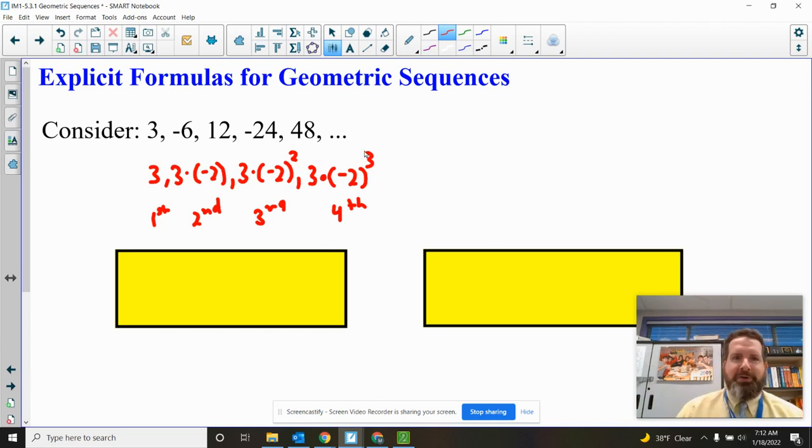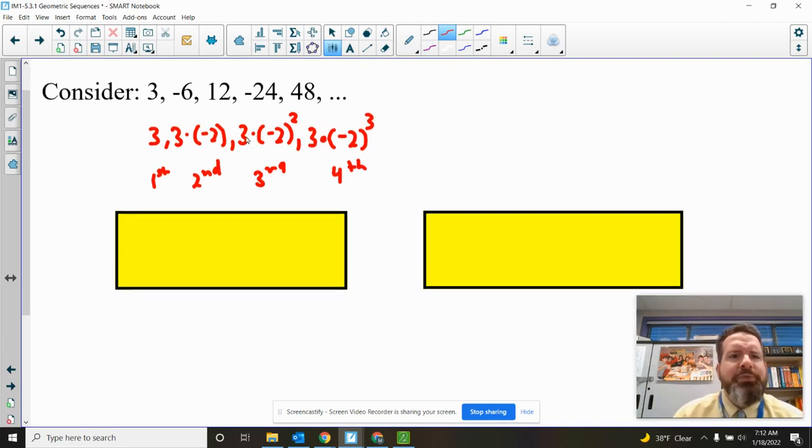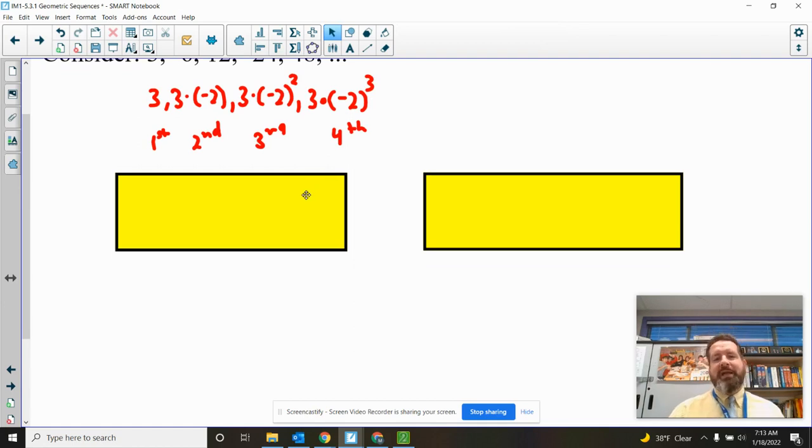There's a pattern starting to emerge. Each term has the first term, the 3, times the common ratio. But notice the second term only has the common ratio once. The third term has that common ratio twice. The fourth term has that common ratio 3 times. Each term number has one fewer common ratio multiplication in it. And that's why our explicit formulas are going to look like this.